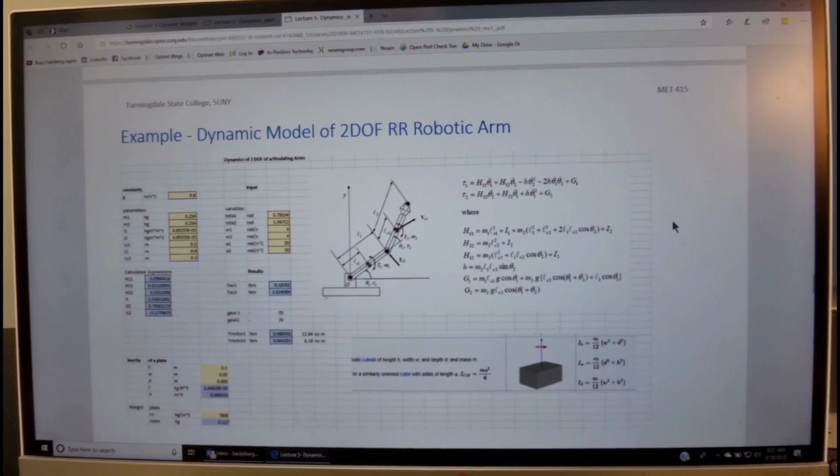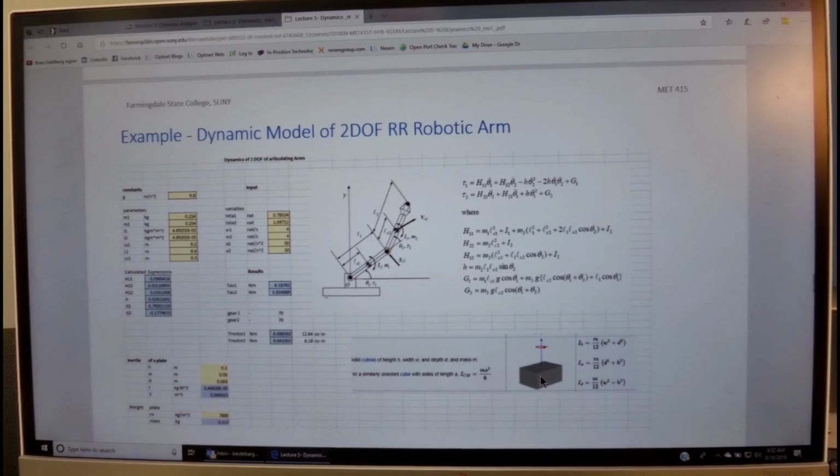Here's an example of how we take an existing solution, as we saw earlier, translate that into an Excel spreadsheet, and use some known formulation for moment of inertia.